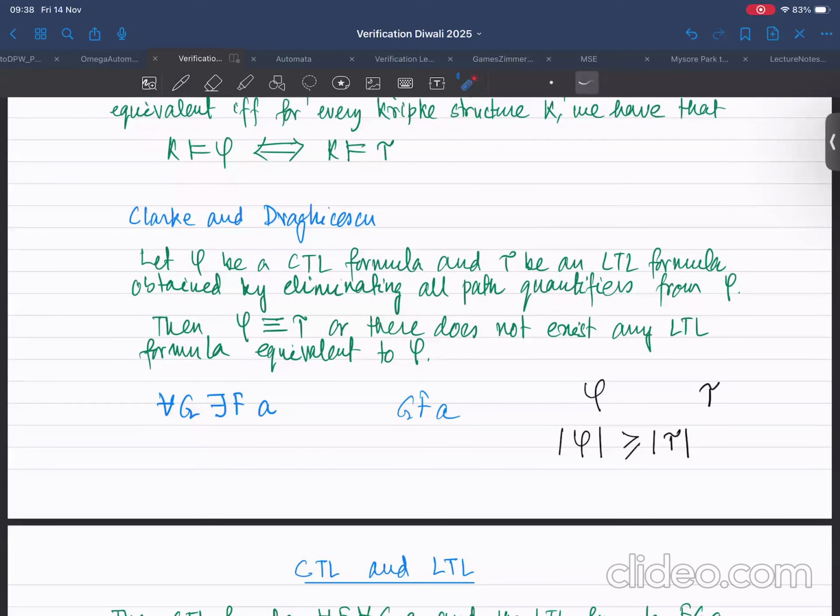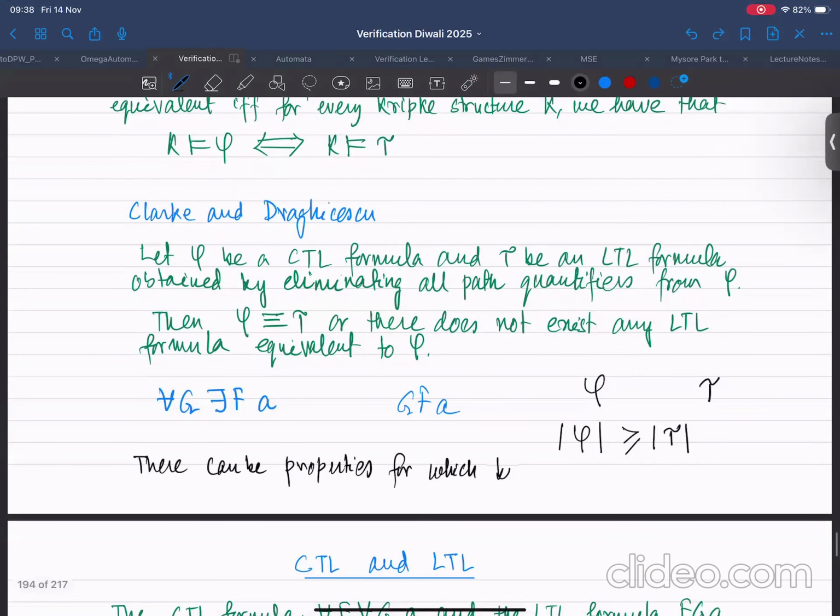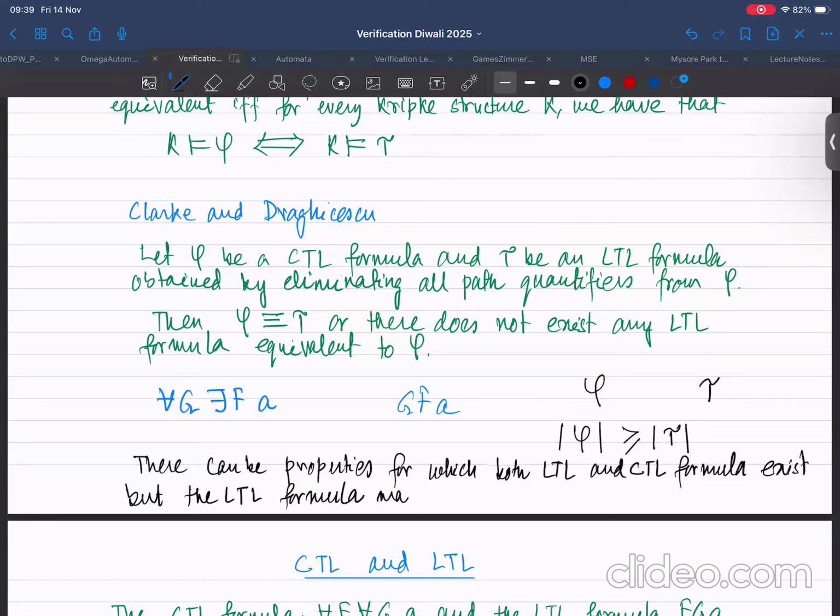So what I'm saying is that there can be properties for which both LTL and CTL formulas exist, but the LTL formula may exist and is exponentially more succinct.